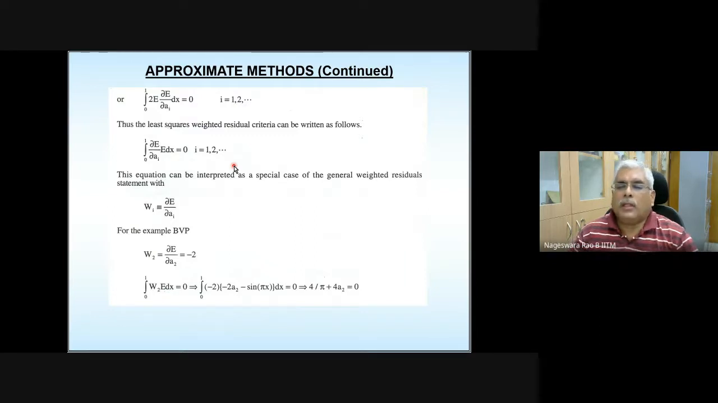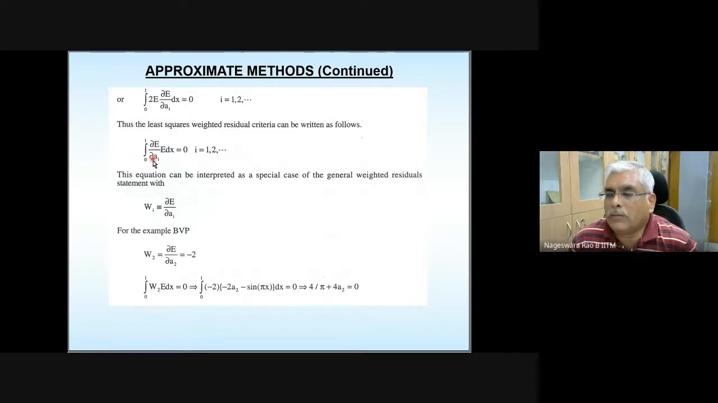Now, if this step is clear to you, I want to slightly modify my earlier statement. Earlier, what I mentioned is that in least square weighted residual methods, the weight function is the same as the error. So I'm going to slightly modify that and reframe it in this manner. What is the weighted residual method? It's the integral over the problem domain of the error multiplied by the weight function, integrated over the problem domain.